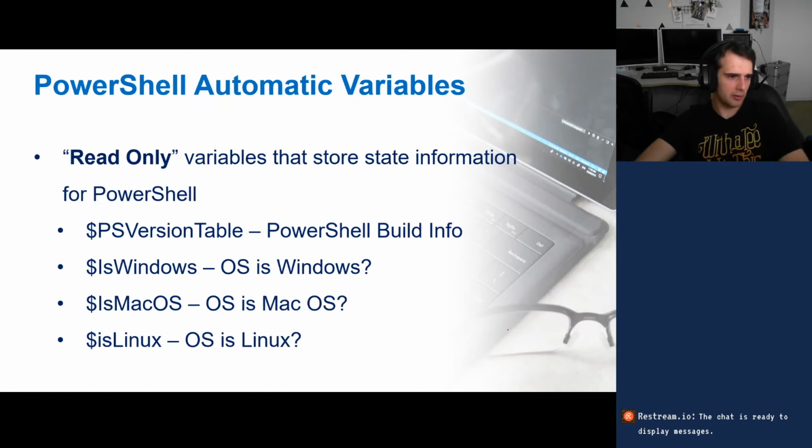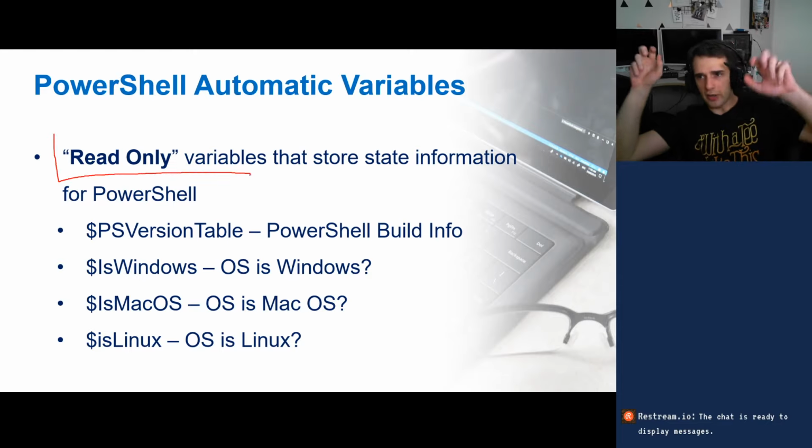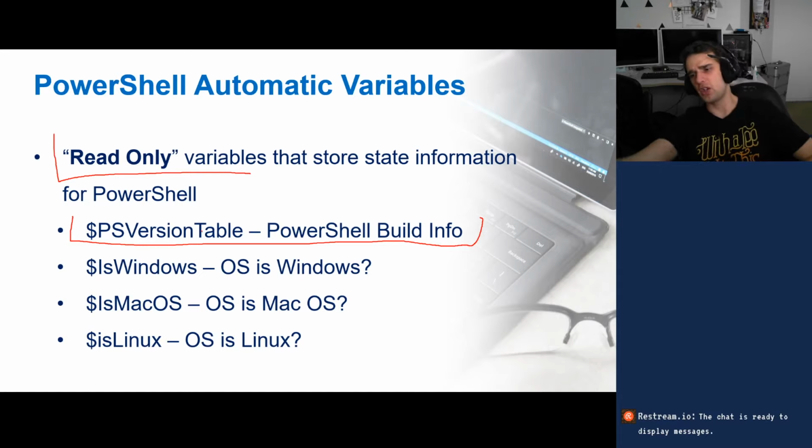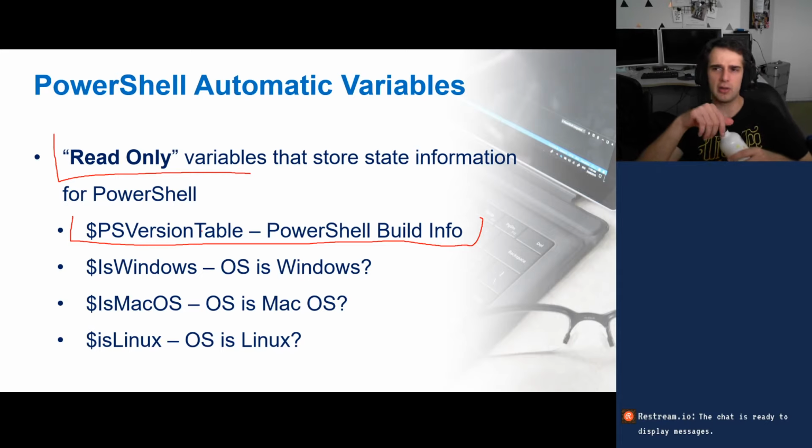Let's erase all ink. PowerShell automatic variables are really read-only variables. You can change them, but essentially they just store state information for PowerShell. For example, PSVersionTable, $IsWindows, $IsMacOS, $IsLinux. These are just generic variables that you can use, and there's a whole bunch of other ones there.